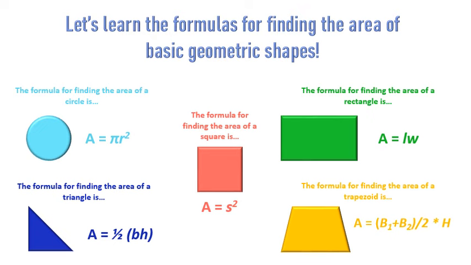Let's learn the formulas for finding the areas of basic geometric shapes. The formula for finding the area of a circle is pi times radius squared. The formula for finding the area of a triangle is 1/2 base times height. The formula for finding the area of a square is side squared, and the formula for finding the area of a rectangle is length times width, and the formula for finding the area of a trapezoid is base 1 plus base 2 over 2 times the height.